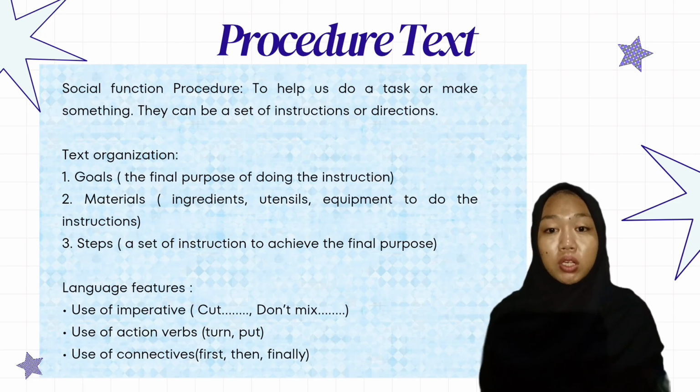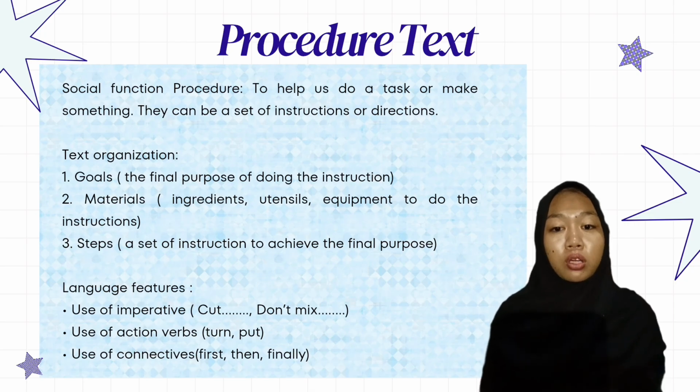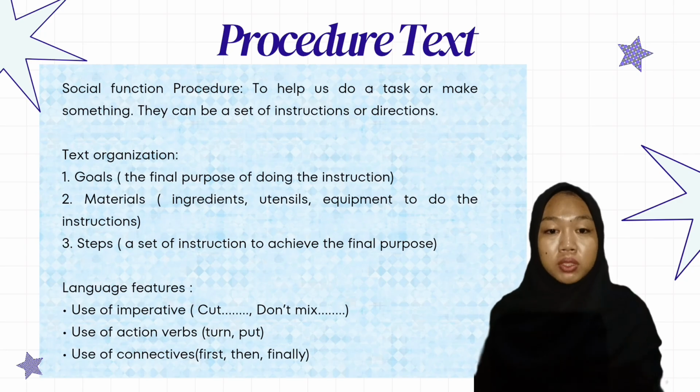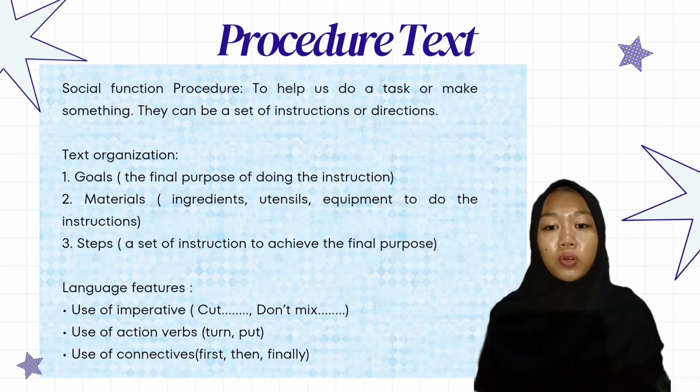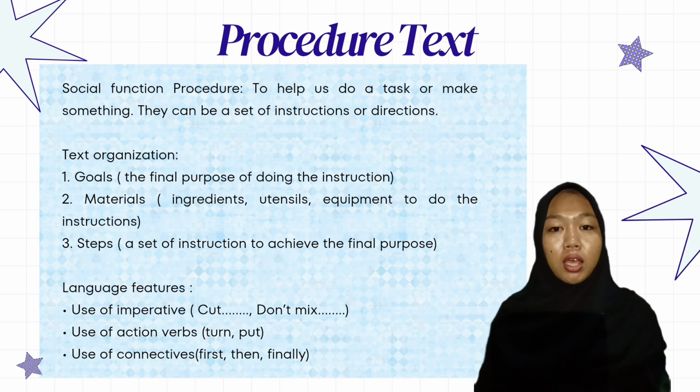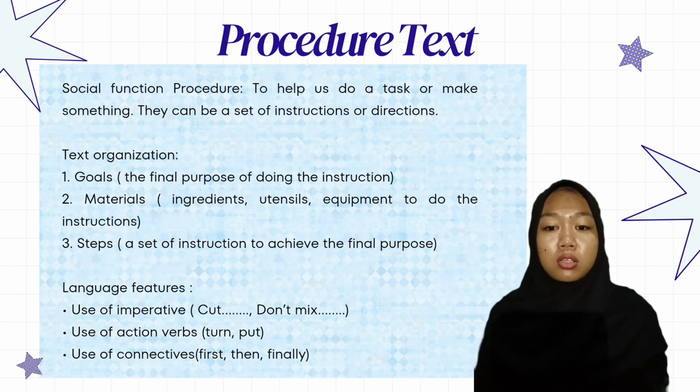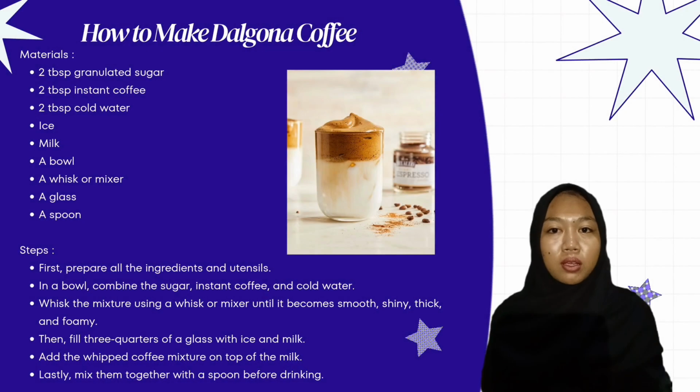The language feature of procedure text are imperative sentences such as cut or don't mix, action verbs such as turn and put, and connectives such as first, then, and finally. So, procedure text focuses on giving clear instruction step by step. Now, let's look at the example of procedure text. How to make dalgona coffee.